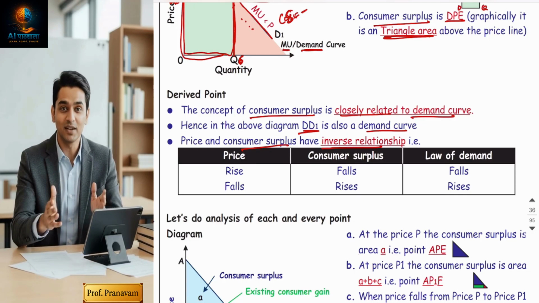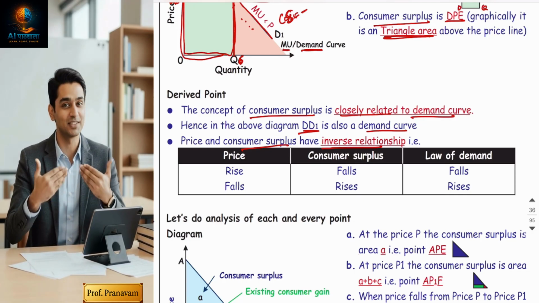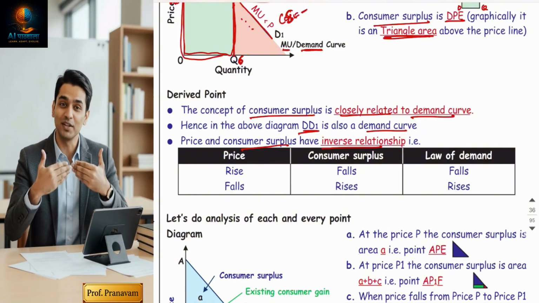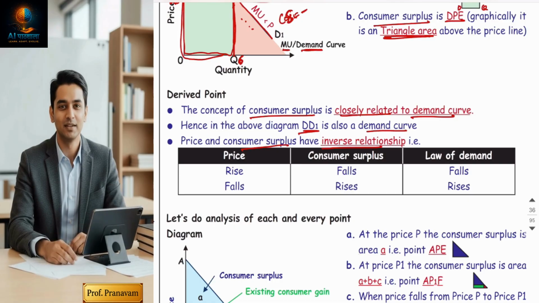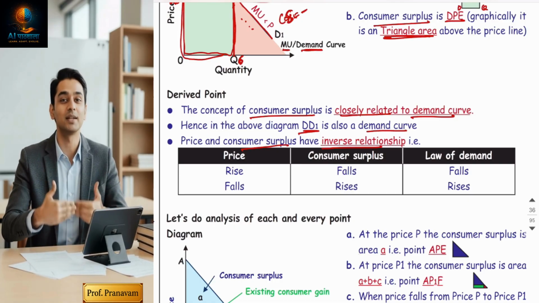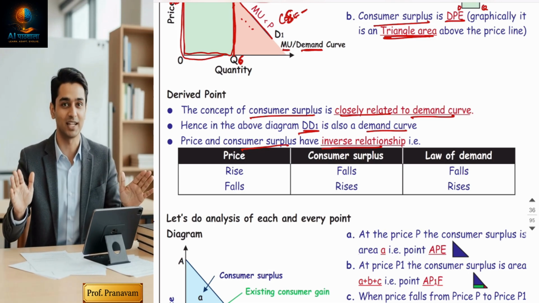So as the price rises, consumer surplus falls, because if products become costly, I don't find it worth buying. Okay? So the law of demand will also apply, demand will fall. If price falls, I find more consumer surplus, I'm going to purchase more, so my demand will rise.